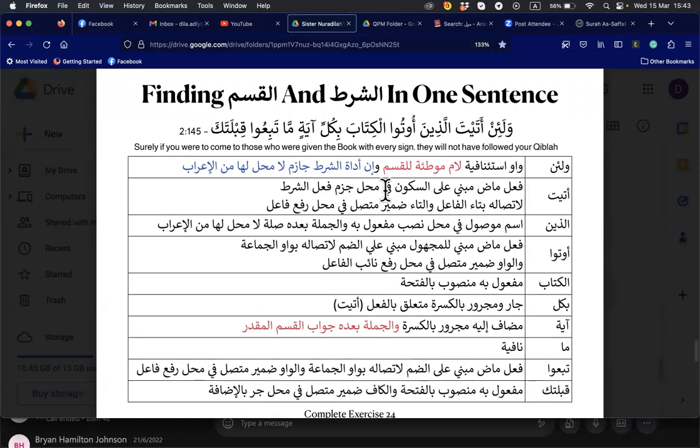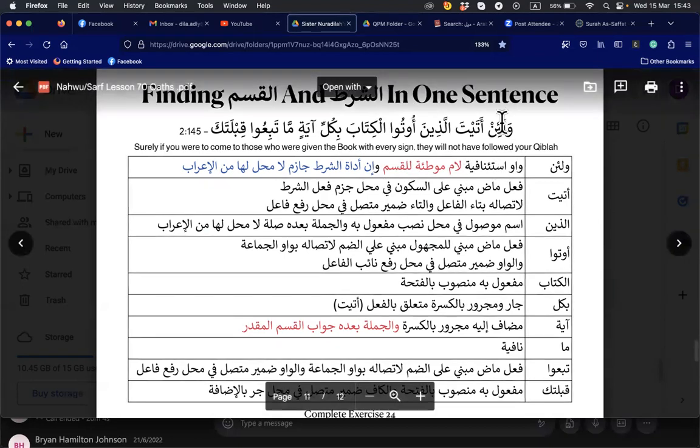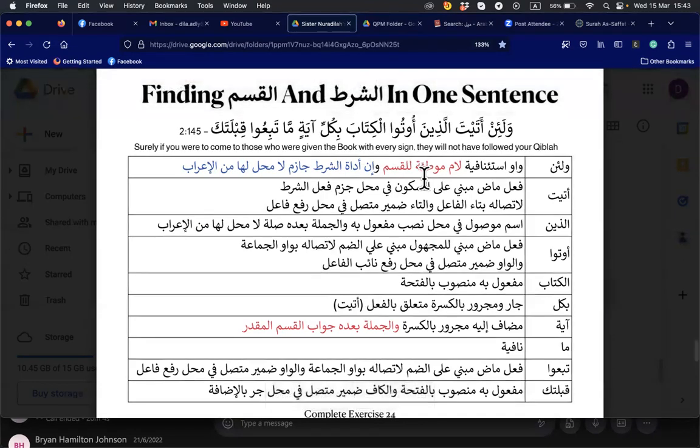So it says mawti'ah lil qasam, right? Qasam, what is your adatul qasam? We have three. What are those? Wow, ba, and ta, yes, exactly. So lam is not an adatul qasam. In is definitely your adatul shart. This lam, that's why they cannot call it adatul qasam.